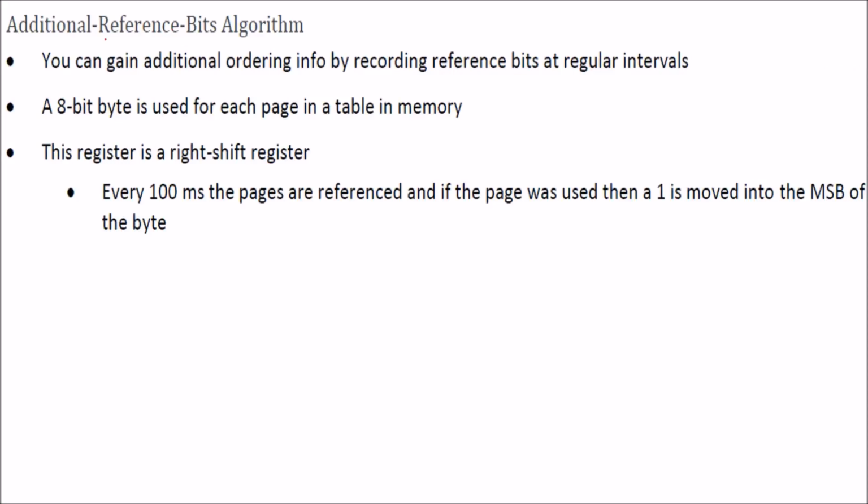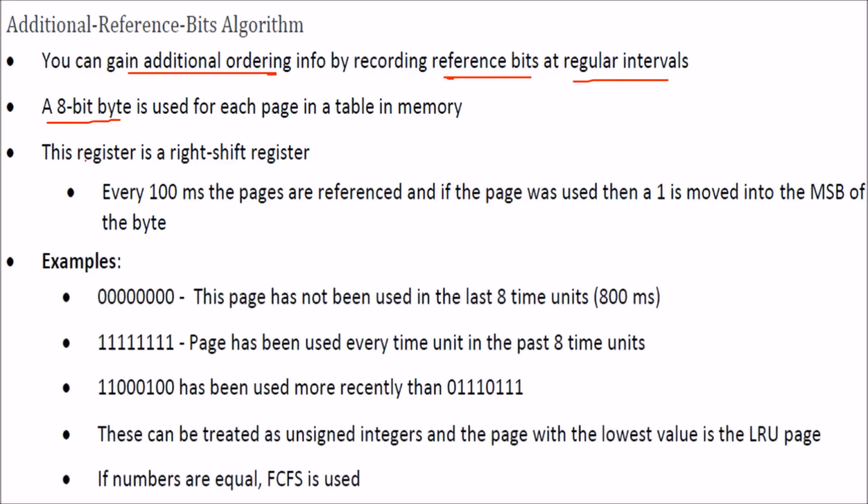We have the additional reference bit algorithm. See how it helps us. You can get some additional ordering information by recording the reference bits at regular intervals. So we'll use an 8-bit byte. You can have an 8-bit byte used for each page in the table in memory. So this is actually a register.